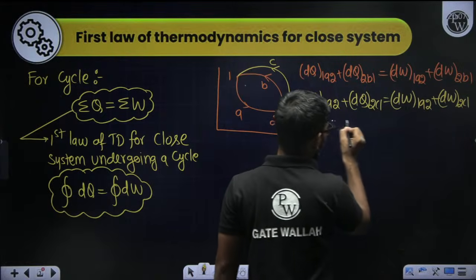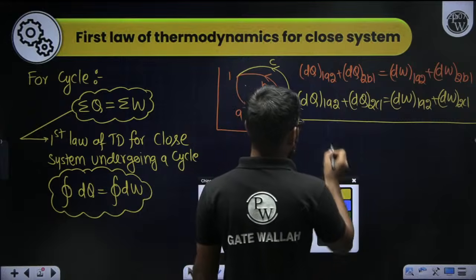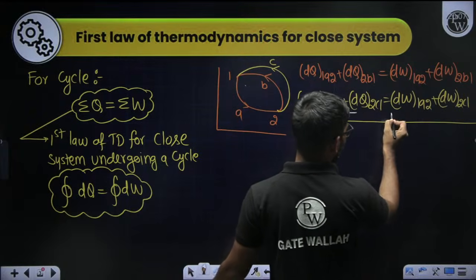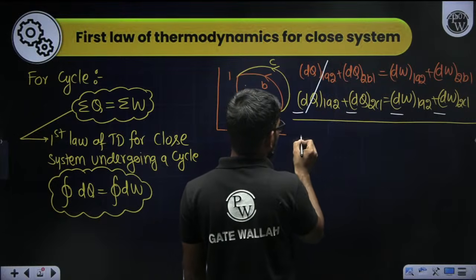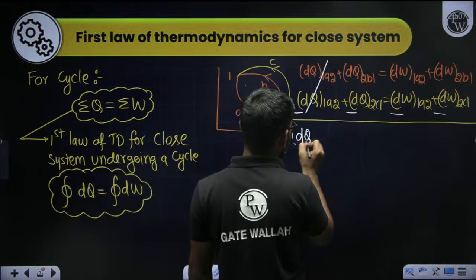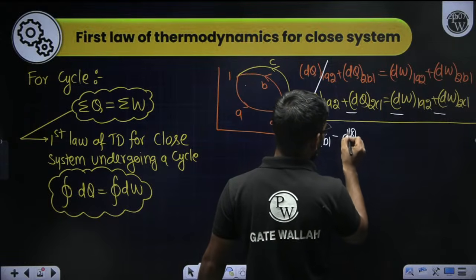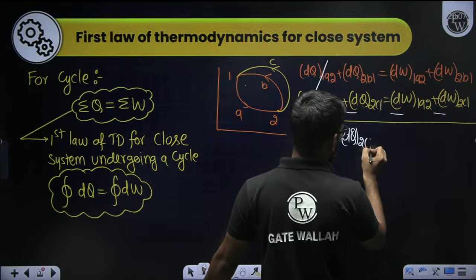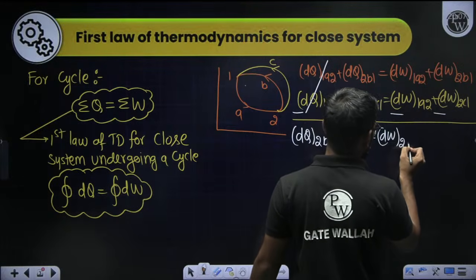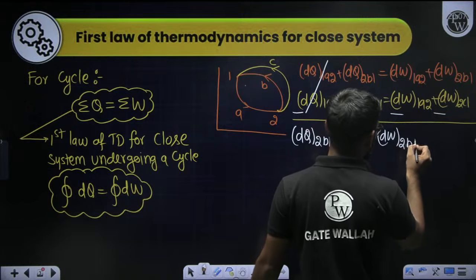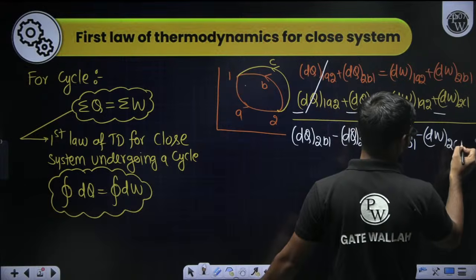Now if I subtract both the equations, then this is minus here, minus here, minus, and here minus. So this term is going to be cancelled out, and finally you will get dQ 2B1 minus dQ 2C1 is equal to dW 2B1 minus dW 2C1. Right?